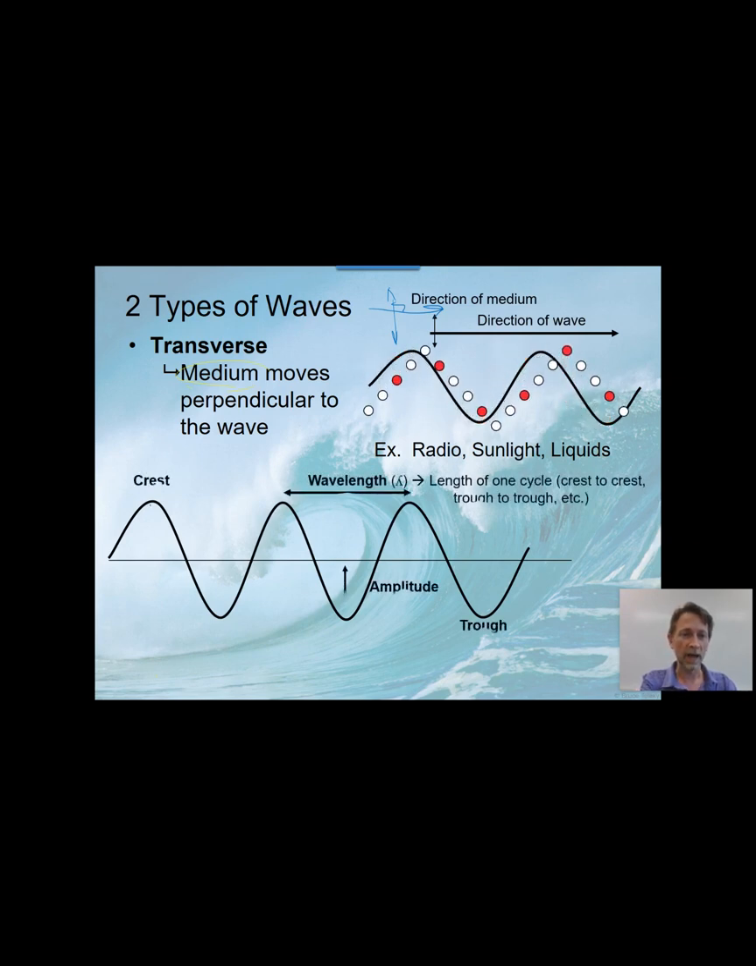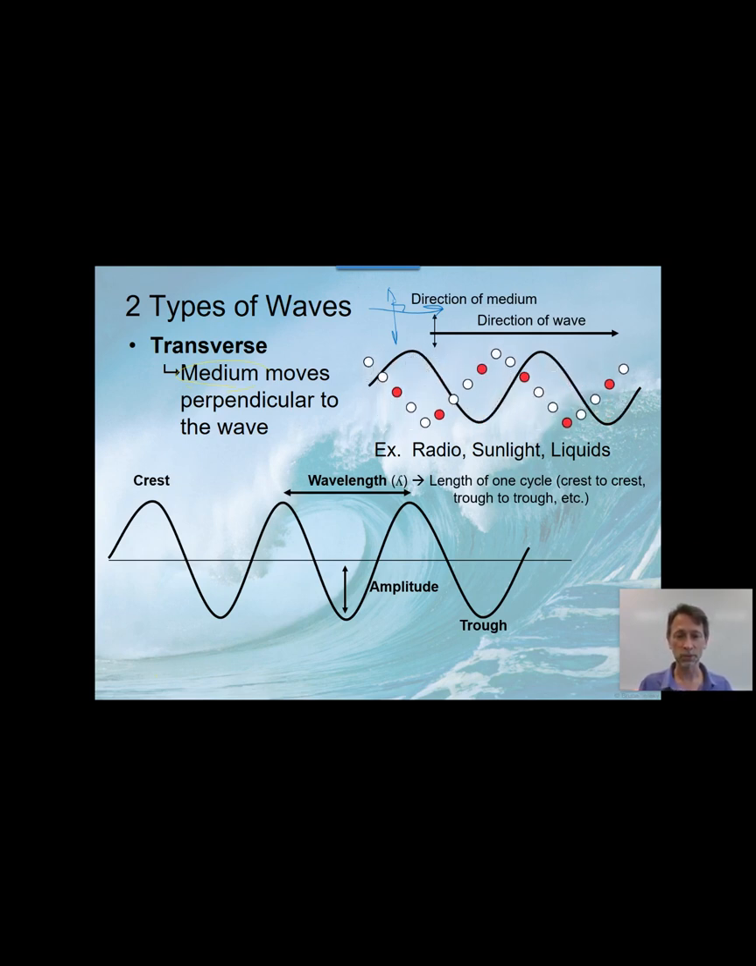We would say that all of these high points are called crests. You could think of it as the crest of a hill, you're hitting the top part. And all of these low points we would call troughs, like a watering trough that a horse would drink out of. So you can think that those troughs are the low points.